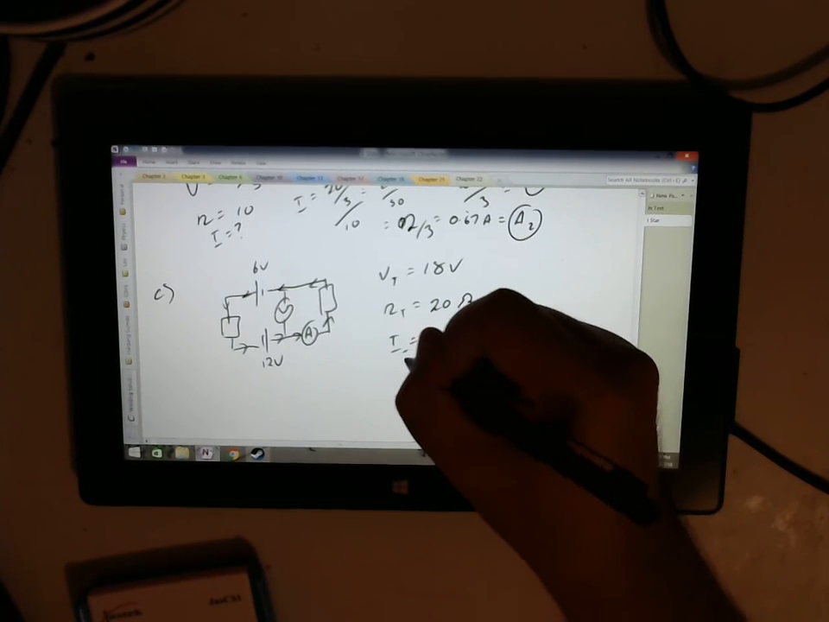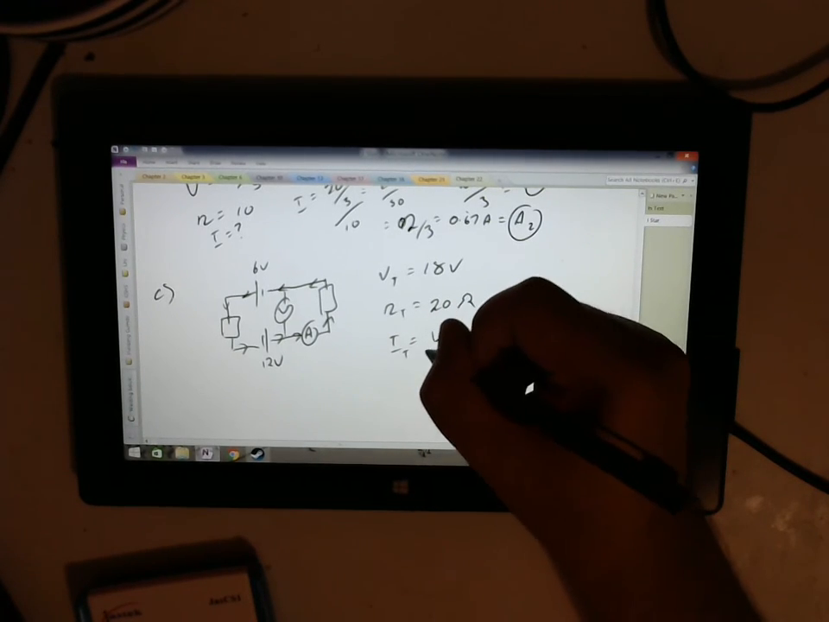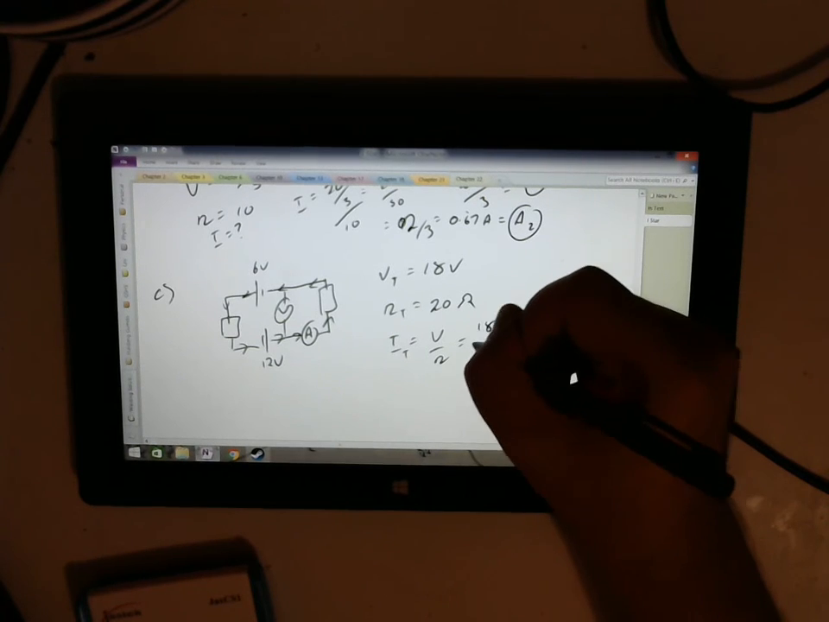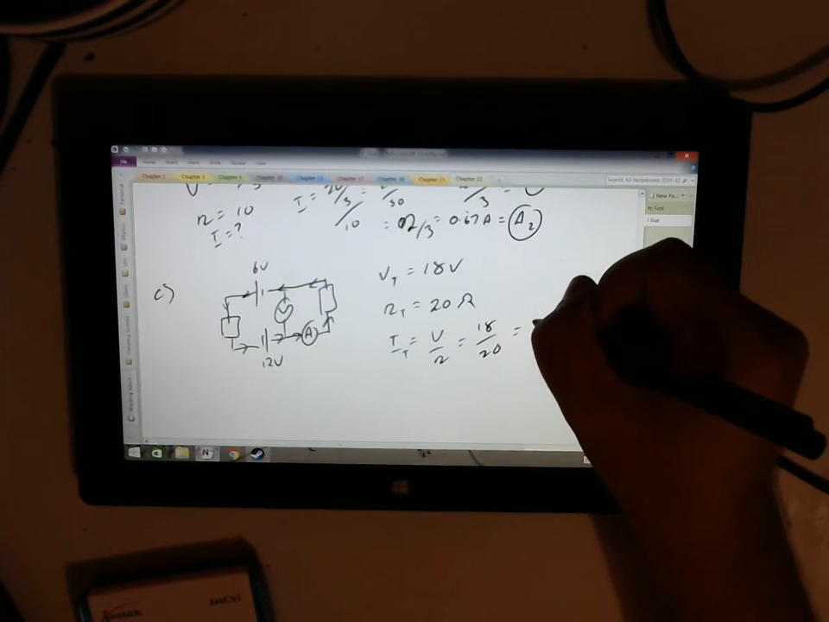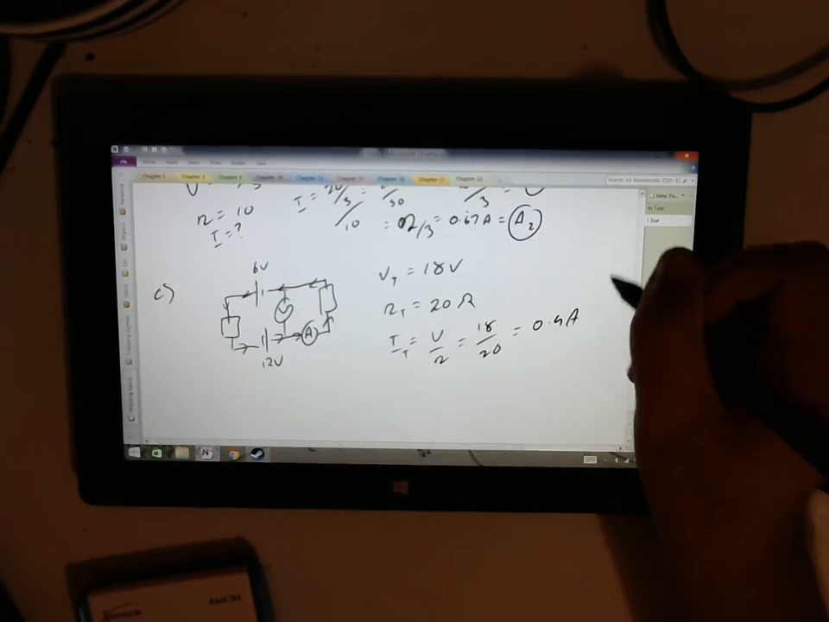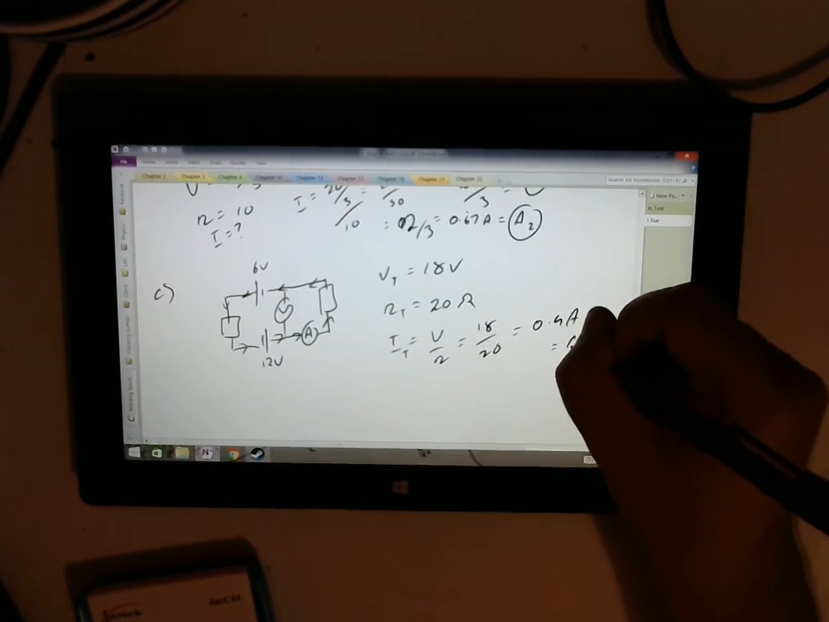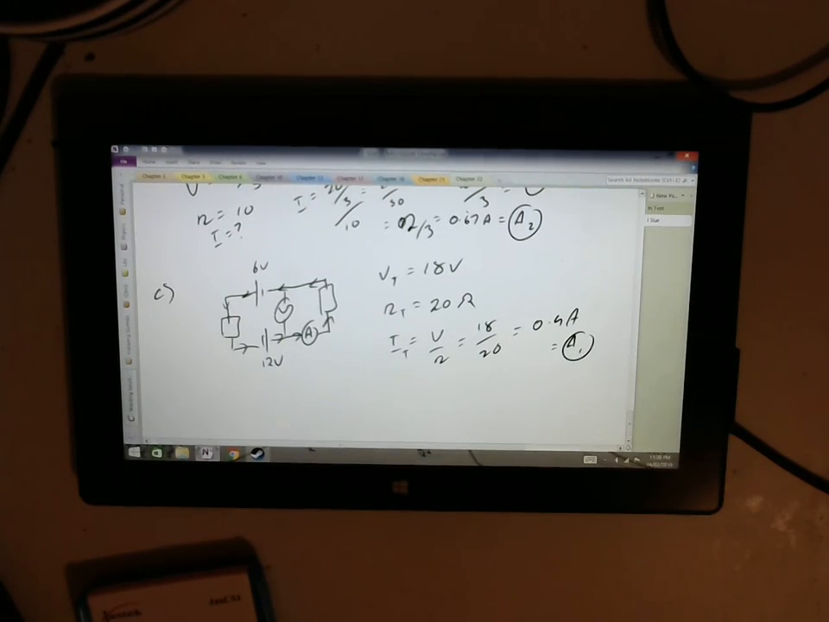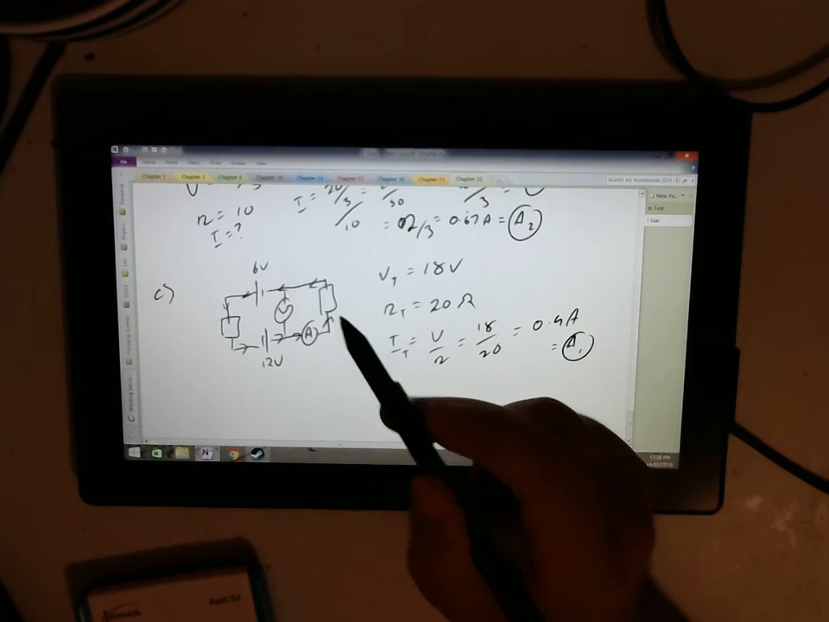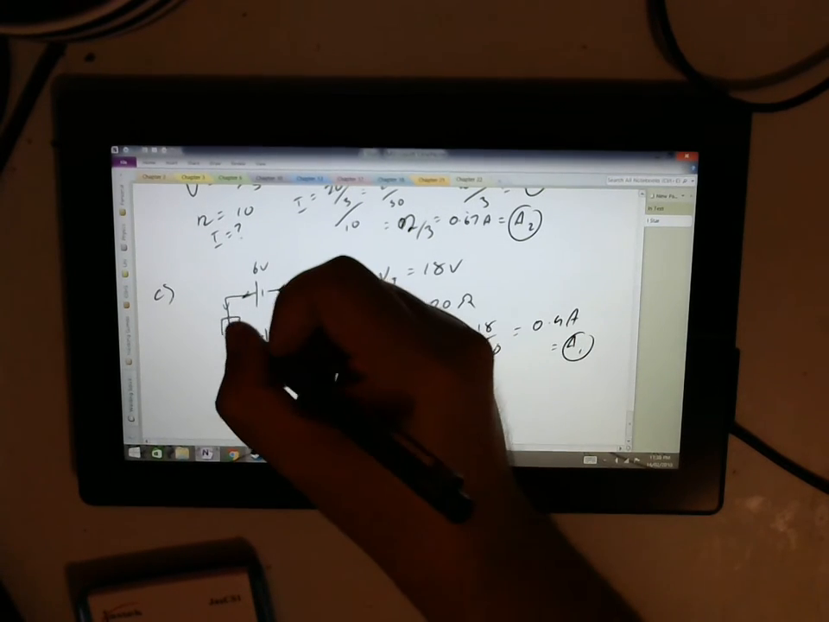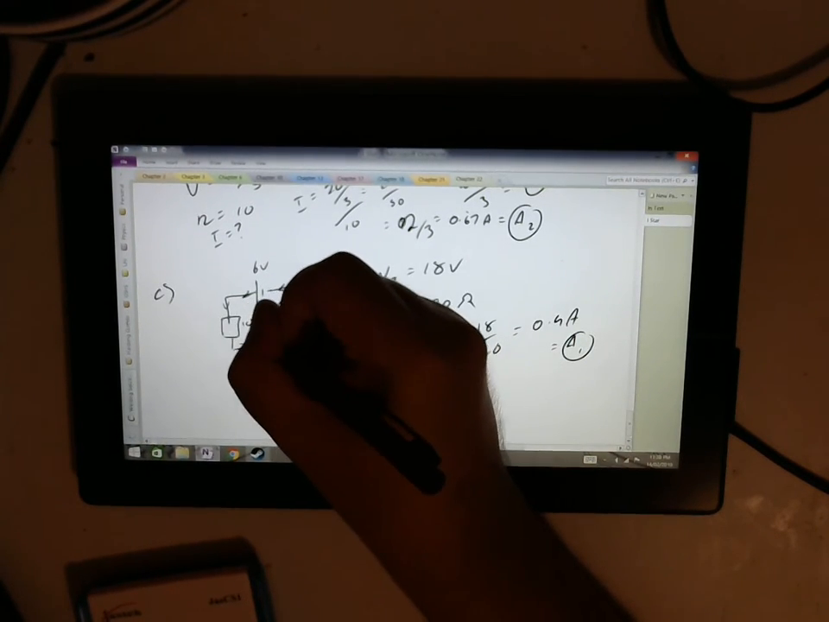So we can work out the current total as V over R, 18 over 20 equals 0.9 amps. And that is on ammeter 1. Oh, there's only one ammeter, I don't know why they called it ammeter 1, but they did. If we look at the voltage, we know the current flowing through here, that's meant to be 10, and that's meant to be 10.